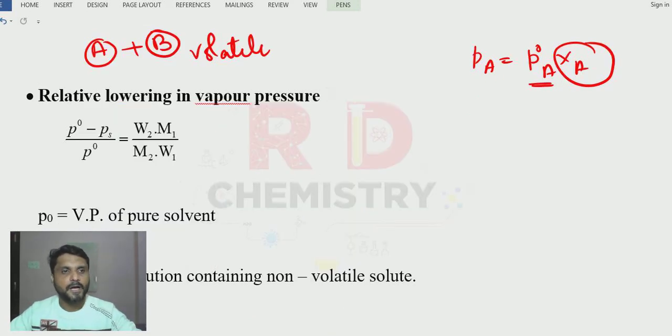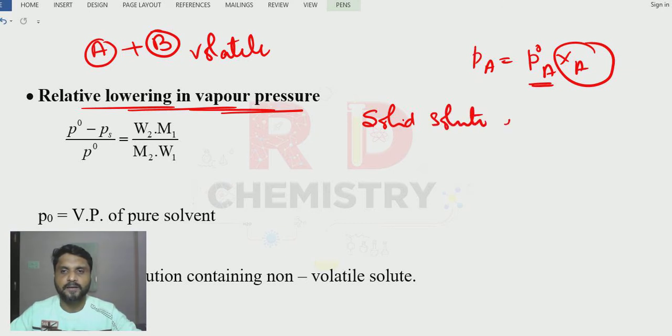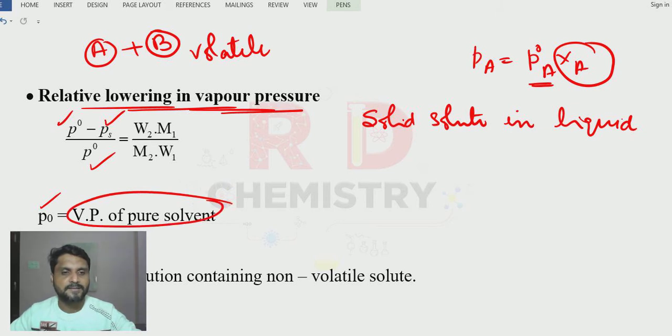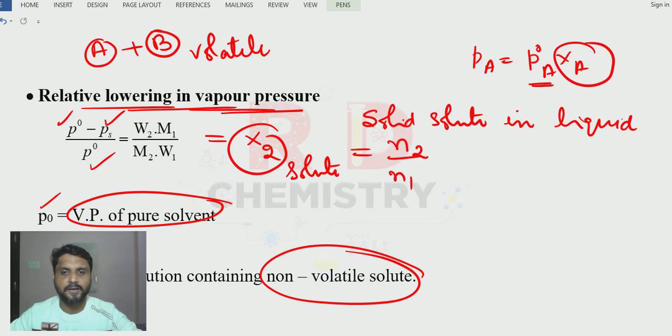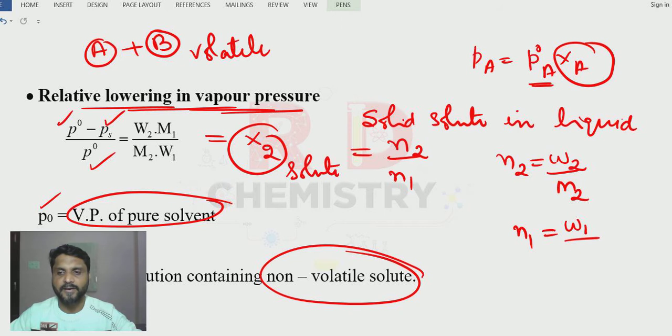How to calculate relative lowering of vapor pressure? This is for a solid solute dissolved in a liquid. After adding the solute, vapor pressure decreases. So it is P naught minus Ps divided by P naught. Remember, P naught stands for the vapor pressure of the pure solvent, and Ps stands for the vapor pressure of the solution containing non-volatile solute, which is also equal to x2, the mole fraction of the solute. For a dilute solution, mole fraction is equal to N2 divided by N1, where N2 is equal to given mass W2 divided by the molar mass, and N1 is equal to given mass divided by molar mass, correct? So that's what is written here, W2 divided by M2 into M1 divided by W1 after rearranging it. Clear?